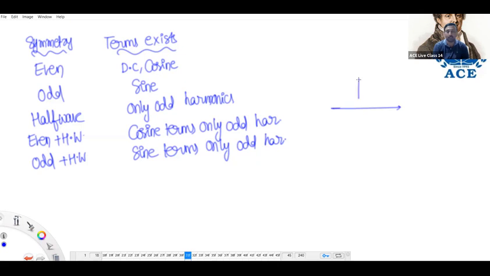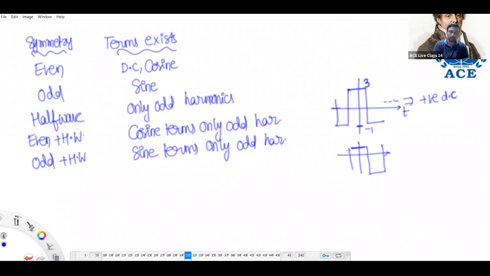I am giving a simple idea for you. Suppose I have taken a graph like this. I am speaking only about DC. Above 3, below -1 means positive DC or negative DC? Respond. Positive. Same signal graph, suppose I have taken above 1, below -3. Positive DC or negative DC? Negative DC.